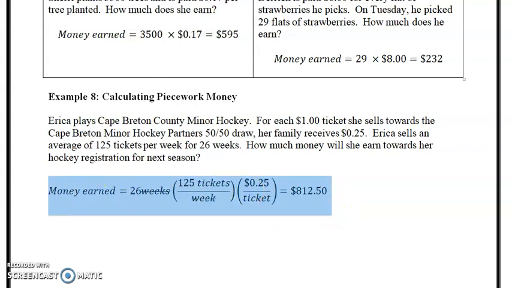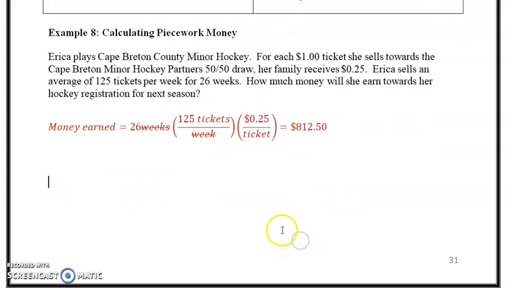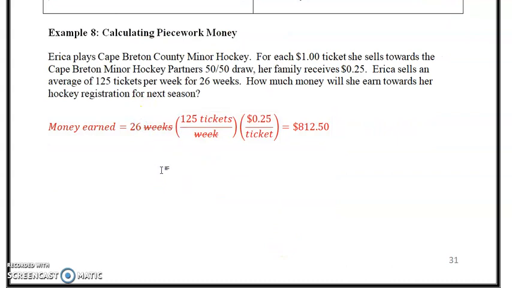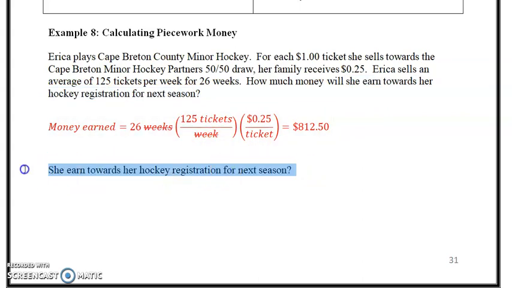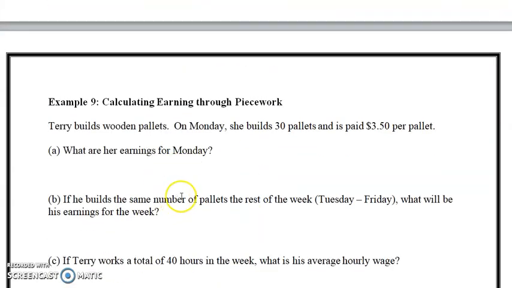All right, so there we are. So you can write it like that. You could break it up into smaller chunks if you want. It's up to yourself. So how much was earned towards hockey registration for next season? She earned $812.50 towards her hockey registration for next season. So we usually like to do a statement if we can.